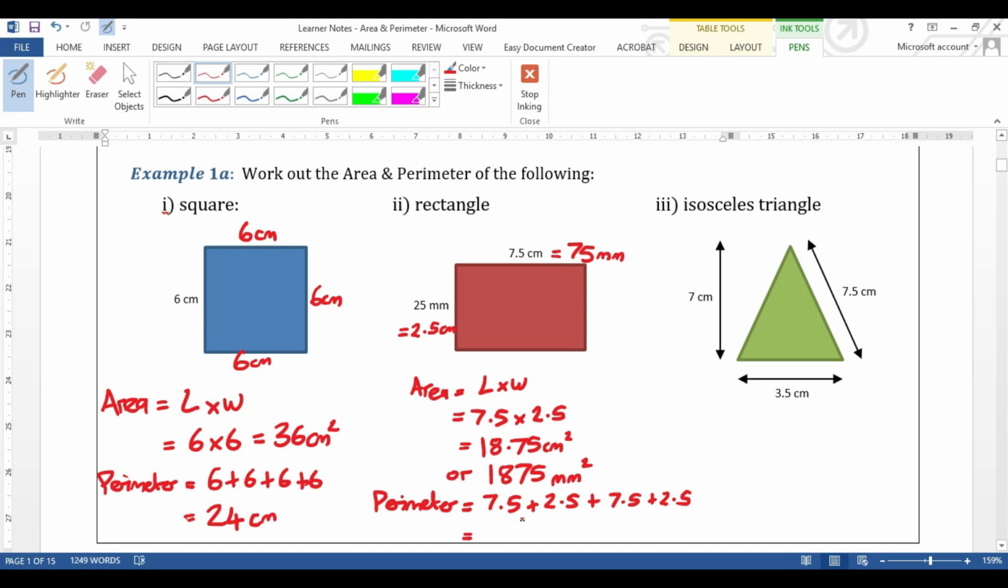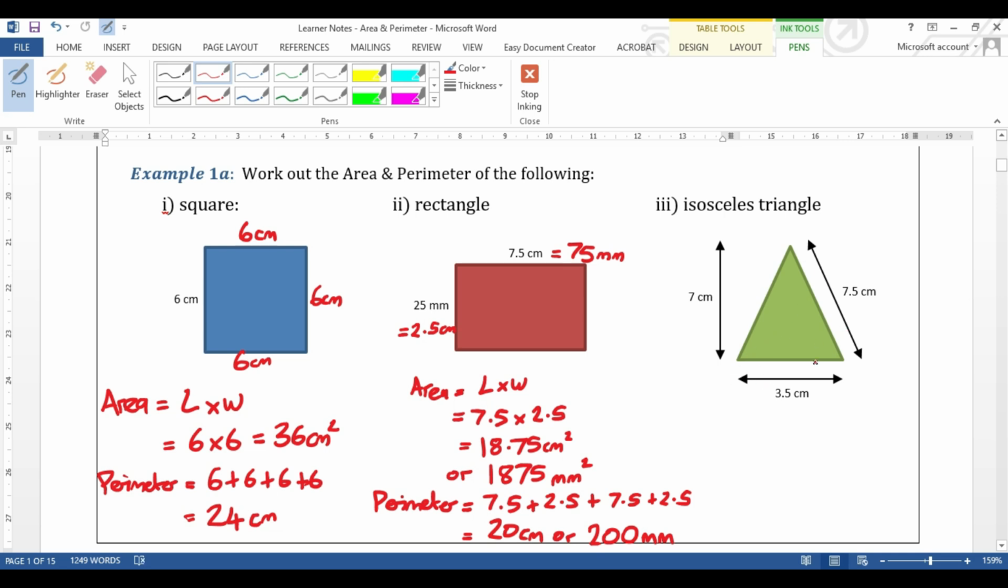That gives us exactly 20 centimeters. Or if you did it in millimeters, that will give us 75 plus 25 times by 2, 200 millimeters. Yep, and there's your two answers. Obviously you guys just give the one.